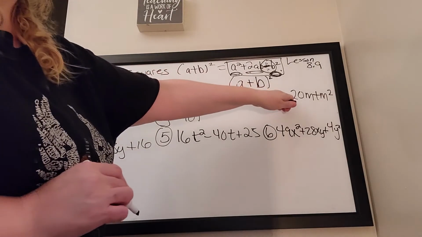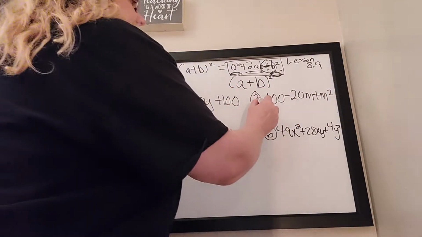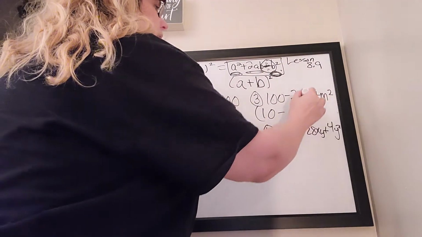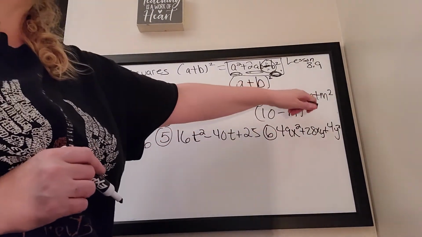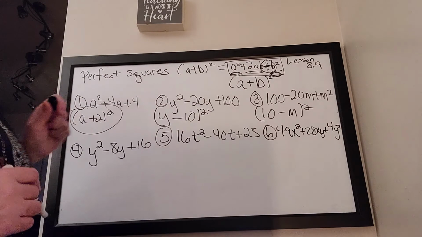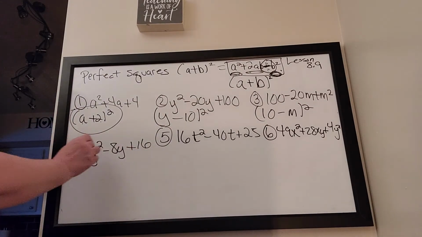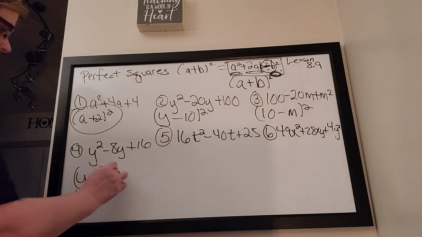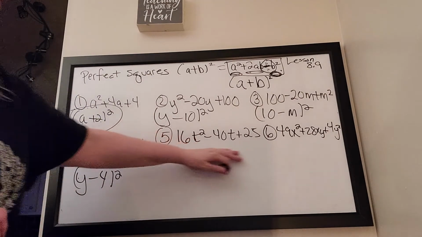Again, we have a minus here first. This is a perfect square and this is a perfect square. So this is 10 minus m, we hope, squared. Let's check. 10 times m is 10m times 2 is 20m. That's right. Here, this is a perfect square and this is a perfect square and it's minus. So y minus 4 squared, let's see if that works. Y times 4 is 4y times 2 is 8y. This is correct.